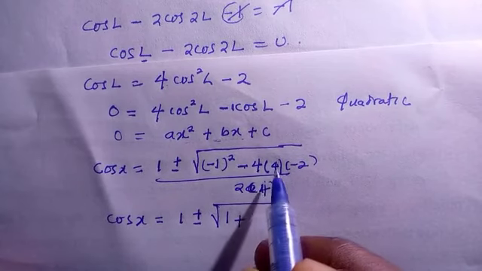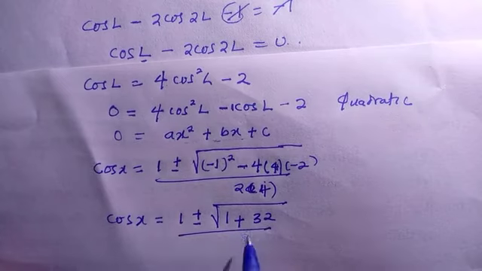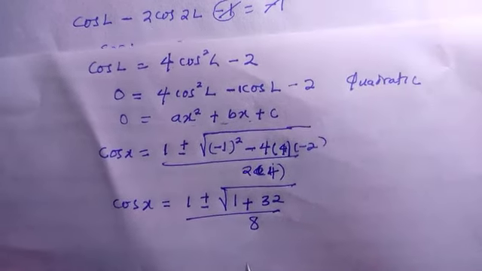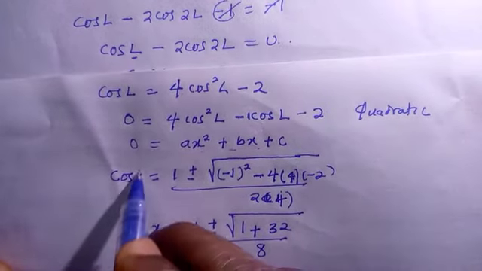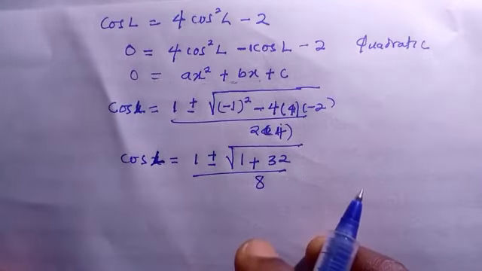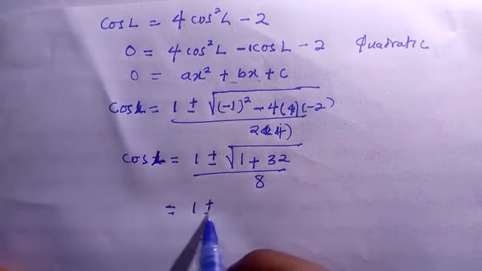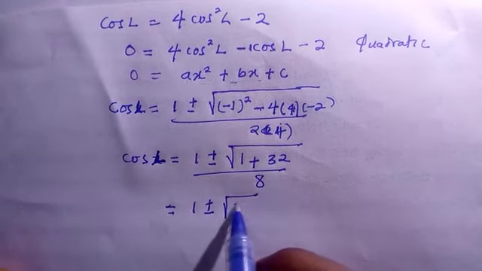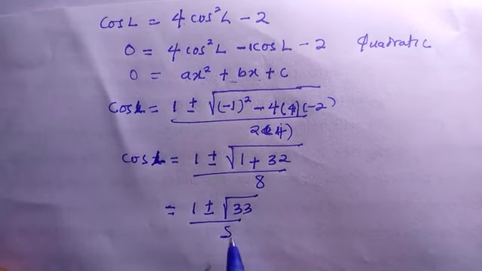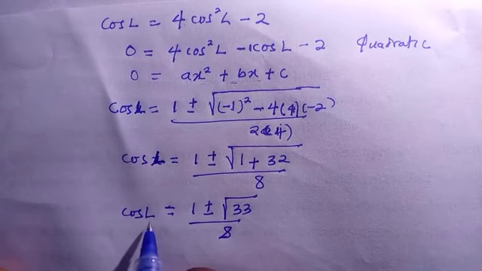So the entire of this is we have positive, and here is 32. 4 times 4 times 2, that is 32, divided by 8, and 2 times 4 is 8. So don't forget you are using L, so it's not X. And so in this we have 1 plus or minus the root of 1 plus 32, that is 33, divided by 8, and which is cos what? L. We are looking for L, not cos.